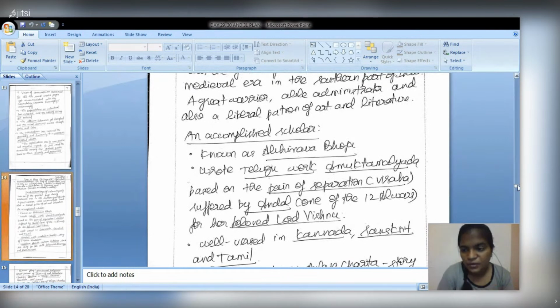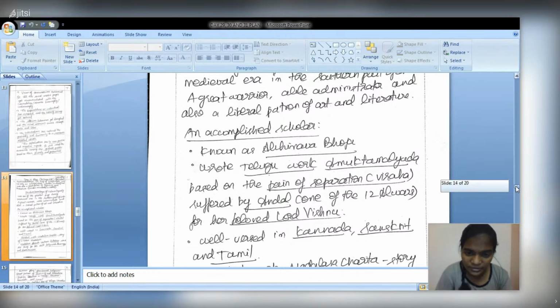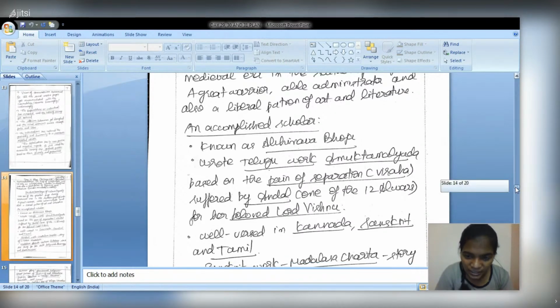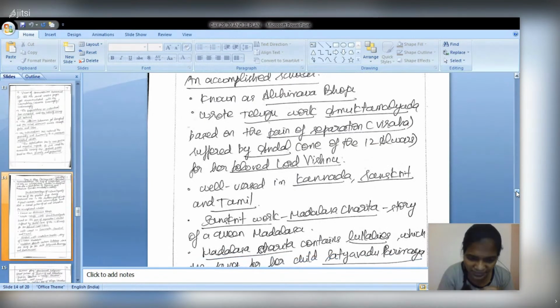Okay, the first part should consist of how he has been an accomplished scholar. So he was known as Abhinava Bhoja. He was well versed in Sanskrit, Kannada and Tamil. He wrote many dramas, that is plays, as well as his Telugu work Amuktamalyada was a great one, and his Sanskrit work like Madalasa Charita is also a notable literature.